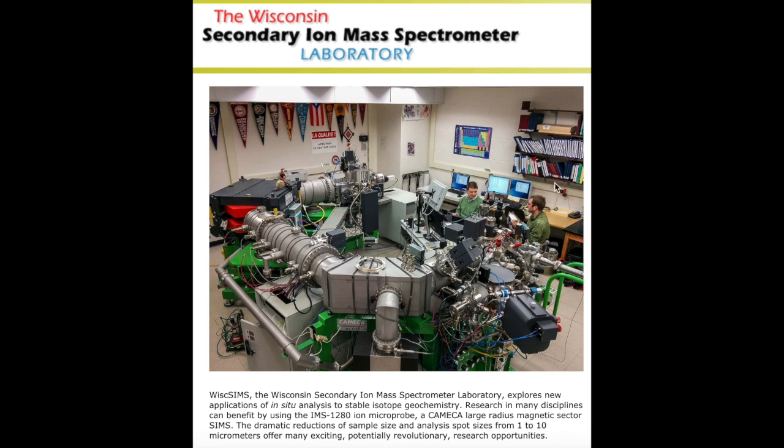All right, now I'm going to get into the mass spectrometer that I've used extensively for my PhD. This is the Wisconsin Secondary Ion Mass Spectrometer, or the SIMS. As you can see, with 2 people for scale, it's a very large machine. It pretty much takes up the entire room. And what's unique about this mass spectrometer is that we are able to measure spot sizes from 1 to 10 micrometers.